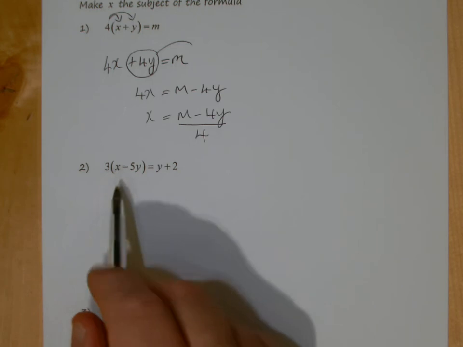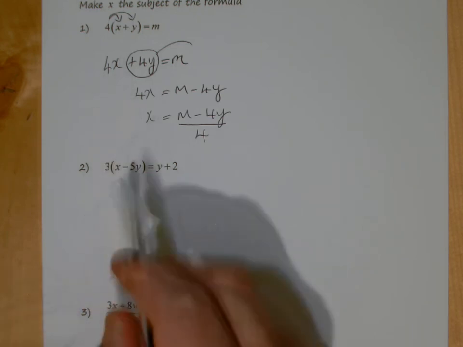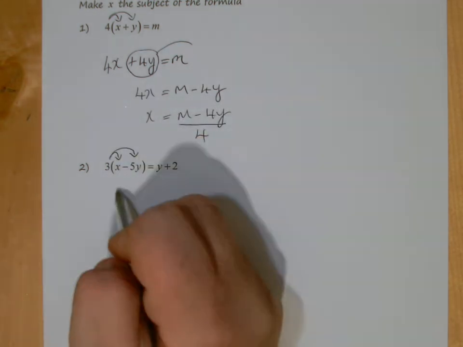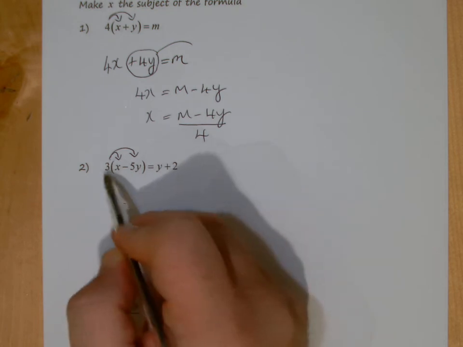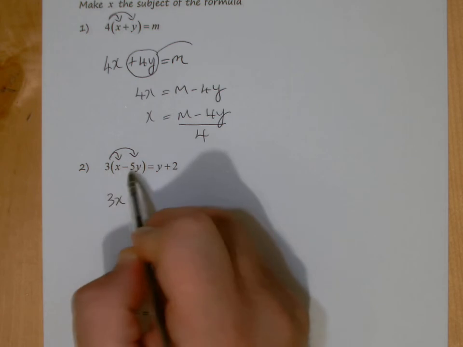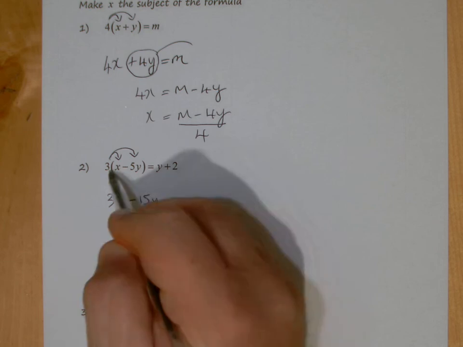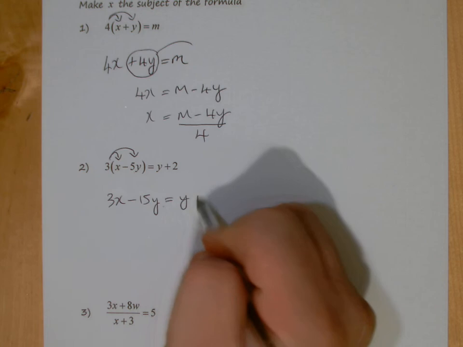Okay, so let's do this again. Think about the discussion we had before. x is wrapped up in this bracket, and we want to get x equals. So let's get rid of this bracket. Let's expand it. So 3 times x is 3x, and then you've got 3 times negative 5y. Well, 3 times 5 is 15, but it's minus. So minus 15, and then the y. So 3 times negative 5y is negative 15y, equals y plus 2.